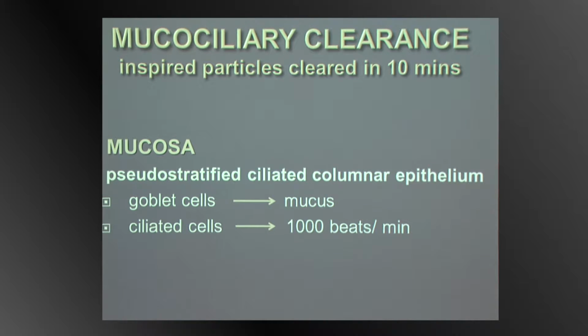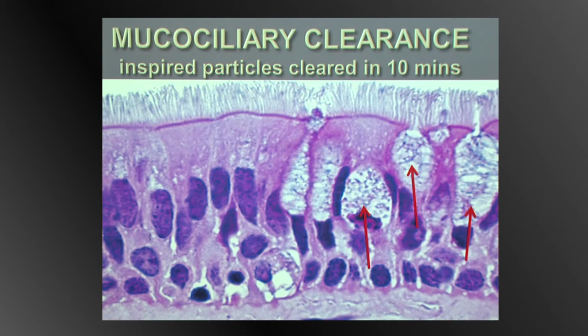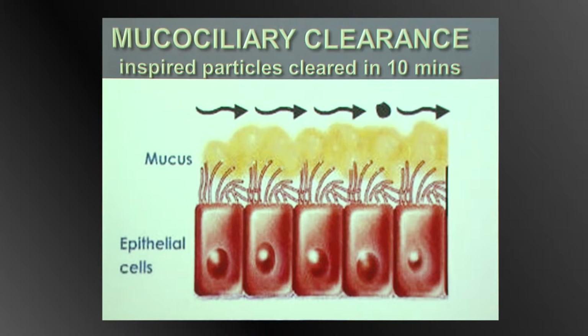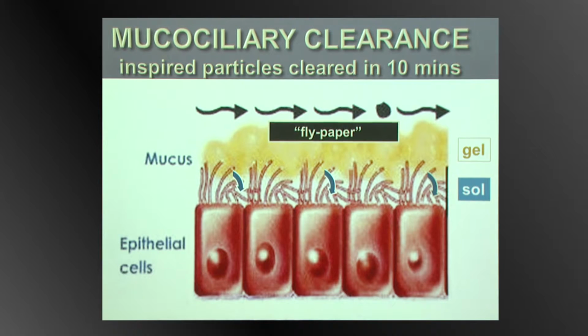So you inspire a particle, it's cleared in 10 minutes, the cilia beat very quickly, and the goblet cells produce mucus. So there's your goblet cell producing the mucus. The dark glands are the serous glands, producing the watery secretions. So when you look at it schematically, you have the mucus on the top, which is like flypaper. It's thick and sticky. Then underneath that, you have the sol, or serous layer. The cilia beat in the sol, propelling the particles in the gel up towards the sinus ostium.